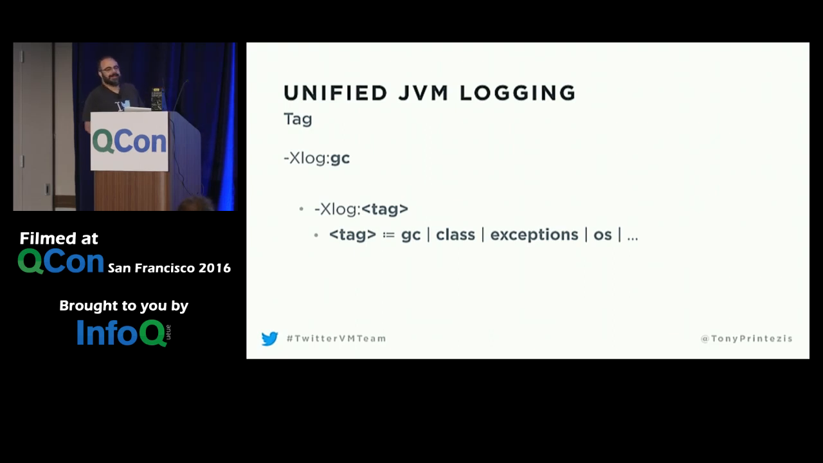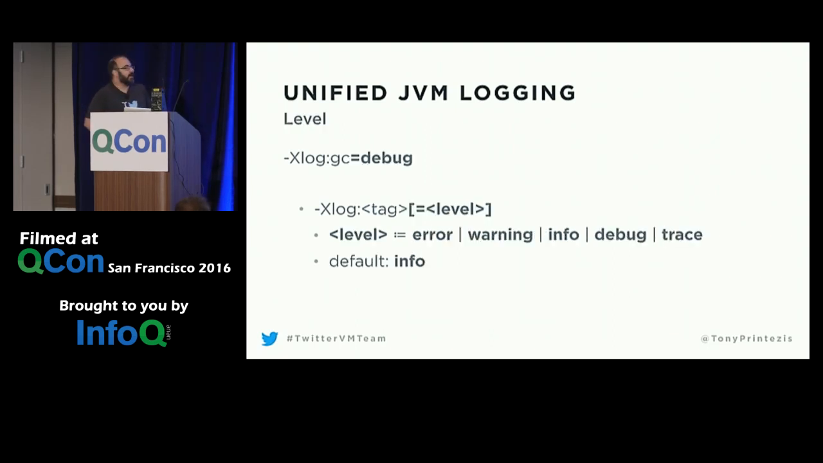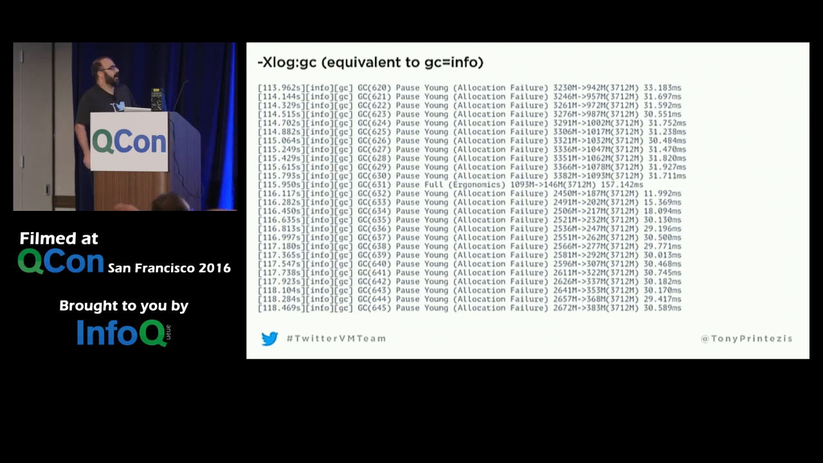You can also give a logging level for a particular tag. So you say tag equals and the level. In this case, Xlog gc equals debug, so it will enable the debug logging level for the gc tag. And the levels are apparently what most people expect: error, warning, info, debug, trace. If you don't give a level, it defaults to info. All right, so let's look at the output from a VM where I enabled Xlog gc, which is equivalent to gc equals info.